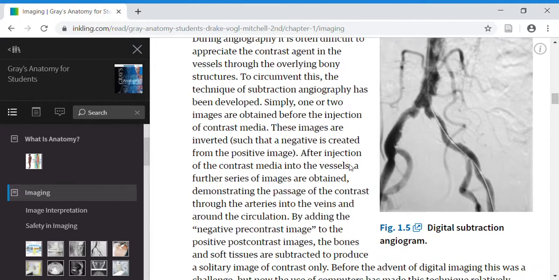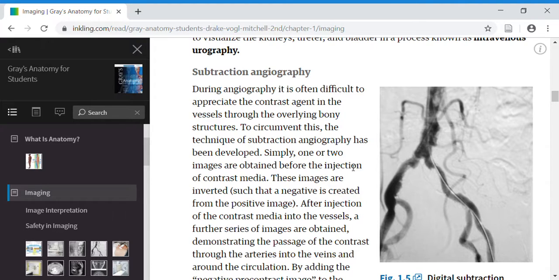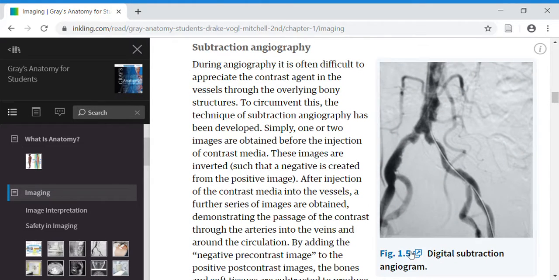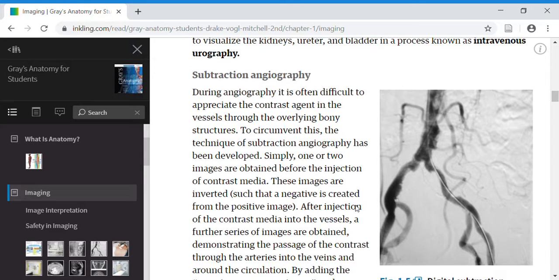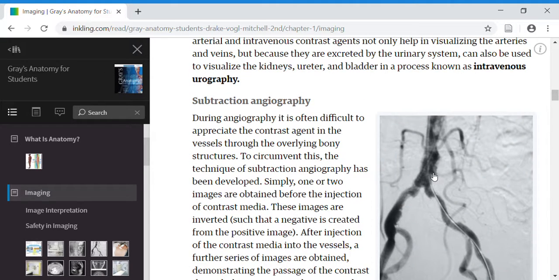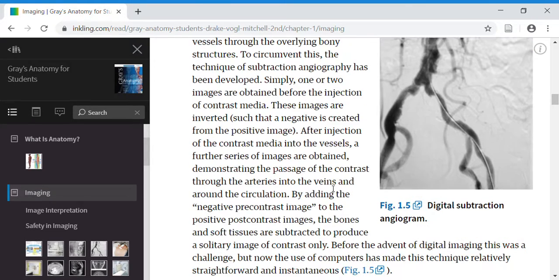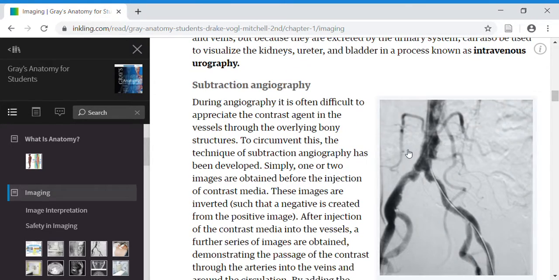Subtraction angiography is there. Angiography is related to the blood vessels, for example those supplying the heart. This is a diagram of an angiogram. You can visualize how these blood vessels are clearly shown here, mainly branching from the aorta.